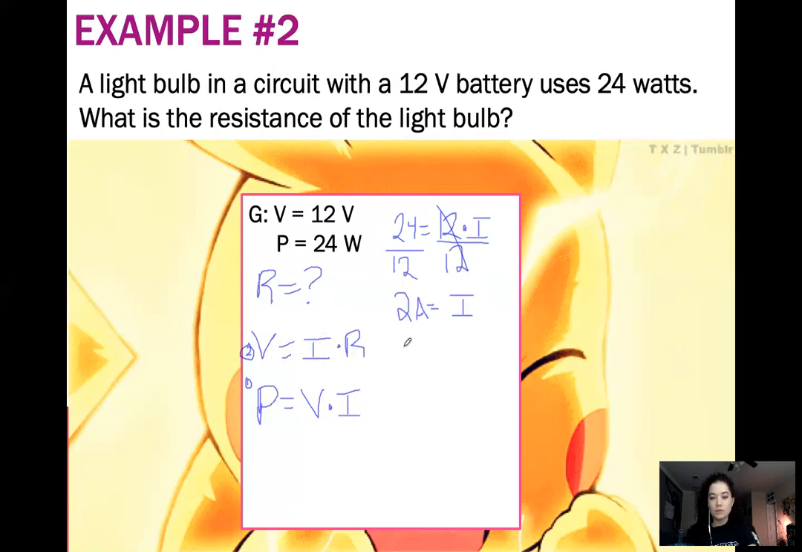We'll say 12 equals 2 times R. What are we going to do to get R all by itself? Inverse operations, we'll do some division. Let's divide both sides, because whatever we do on one side, we got to do the other. We got to move this 2 over. Boom. 12 divided by 2 is 6.